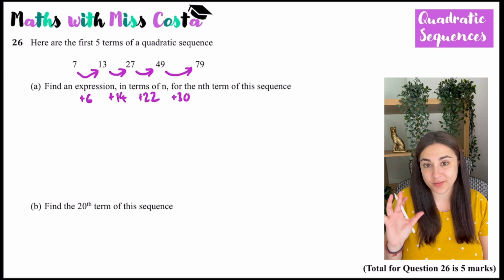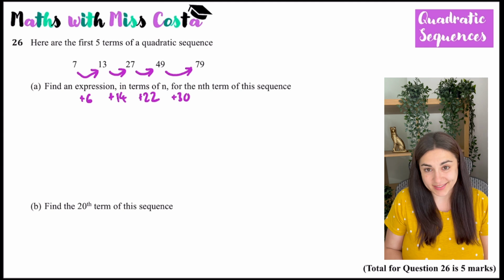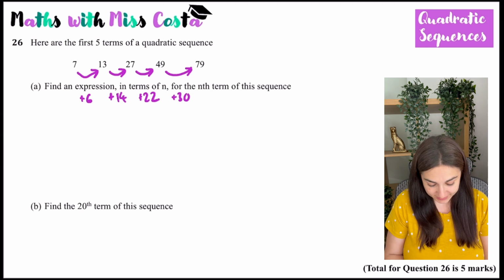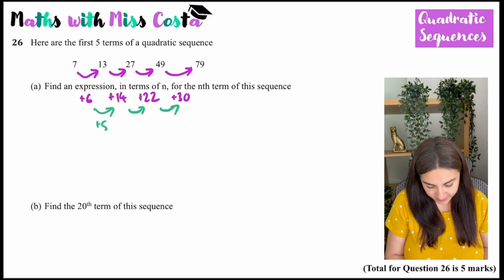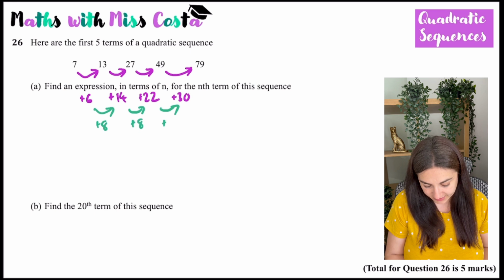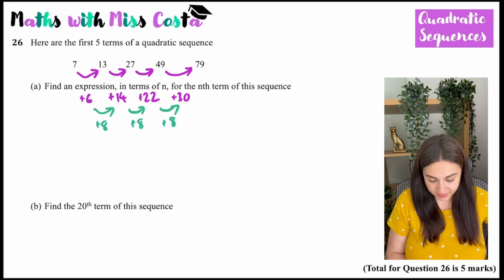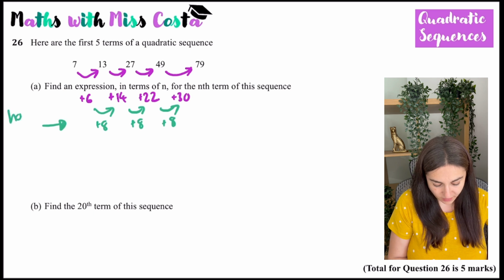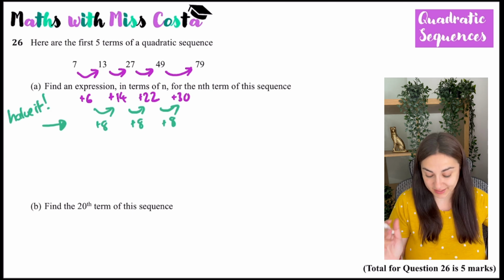So that is the first difference. Now, with a quadratic, the first difference isn't going to be the same. So what we do is we then find the second difference. So 14 take 6 is 8. 22 take 14 is also 8, and 30 take 22 is also 8. So my second difference is 8. Now, whatever the second difference is, halve it. And then that tells you what n squared the sequence is going up in.